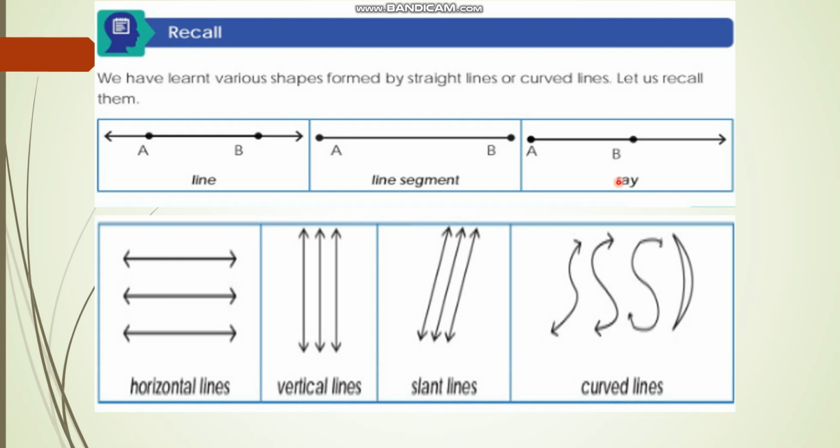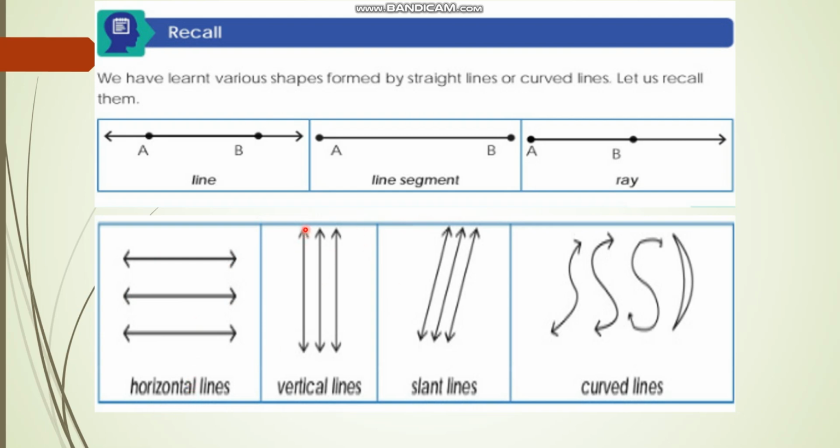Got it, children? Now we are moving to the next one, types of lines. The different types of lines are horizontal lines, vertical lines, slant lines, curved lines. What are horizontal lines? The sleeping lines are called horizontal lines.